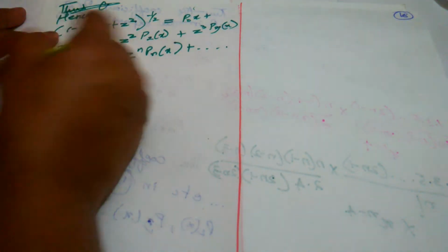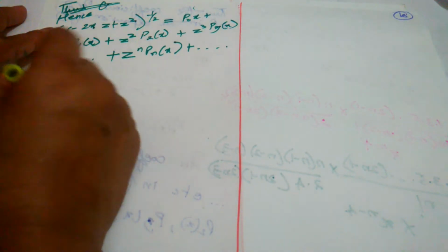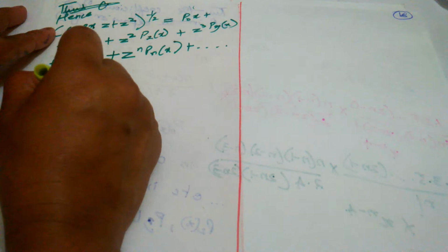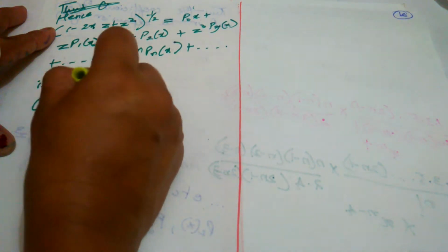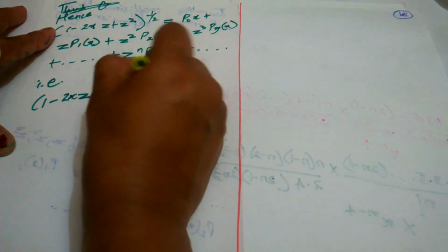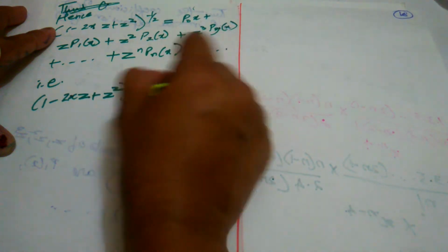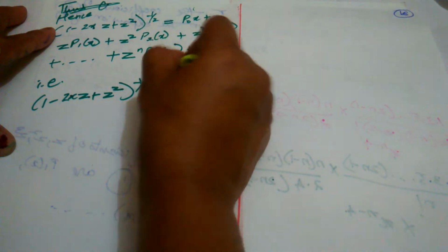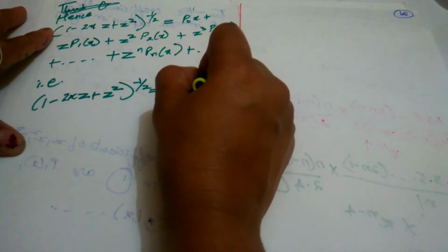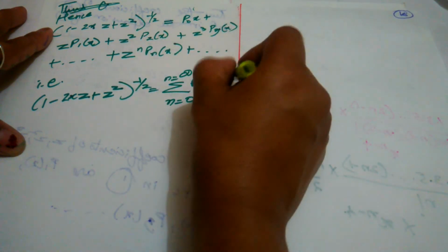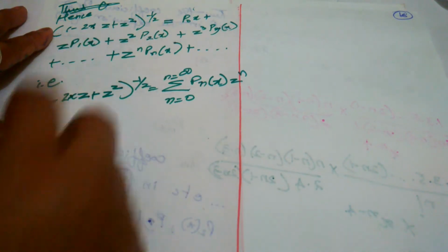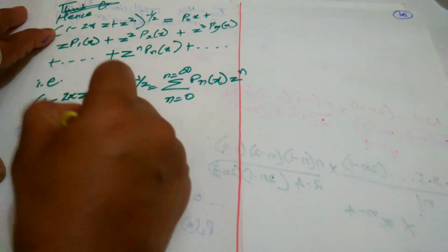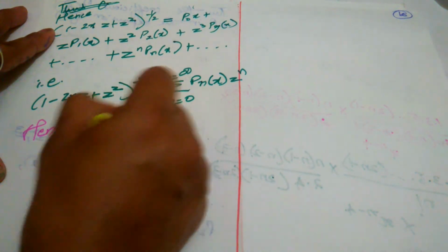So which we are giving, which I am getting it as what, 1 minus 2xz plus z square raised to minus 1 upon 2, which is equals to summation of n is equals to 0 to n is equals to infinity, pn of x into z of n. So as a result we have proved our proof.